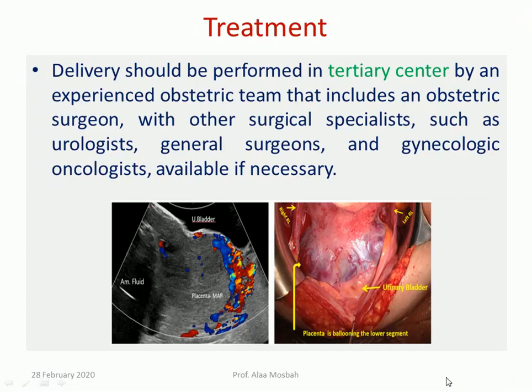For treatment, delivery should be performed in a tertiary center by an experienced obstetric team and a multidisciplinary team that includes the obstetric surgeon with other surgical specialists such as the urologist, general surgeon, and the gynecologic oncologist if necessary. As you see, the bulging here in the lower uterine segment is for placenta accreta, and the increta. If it reaches the bladder and the peritoneum, it's called percreta.